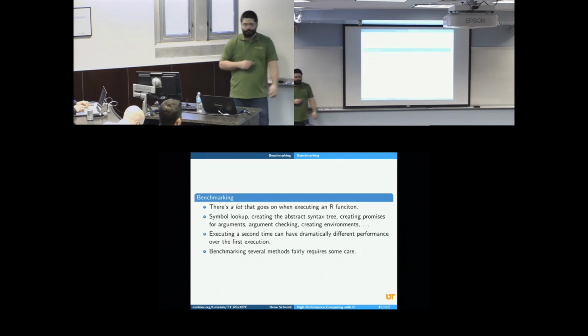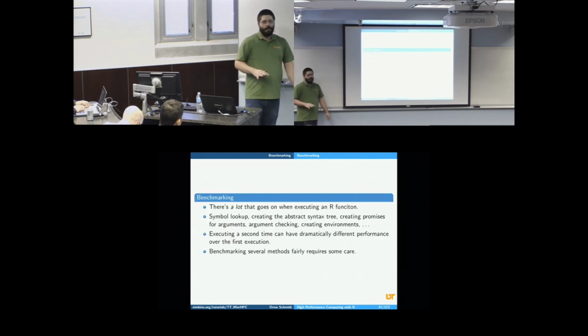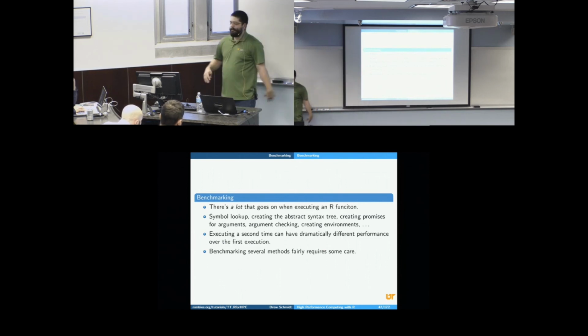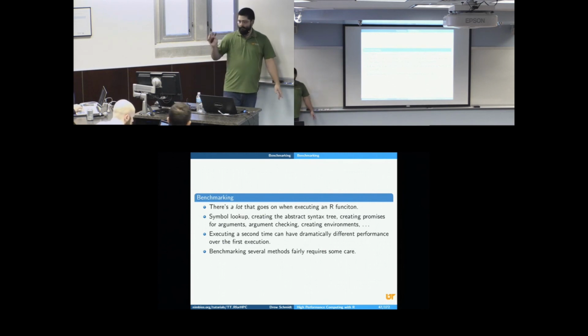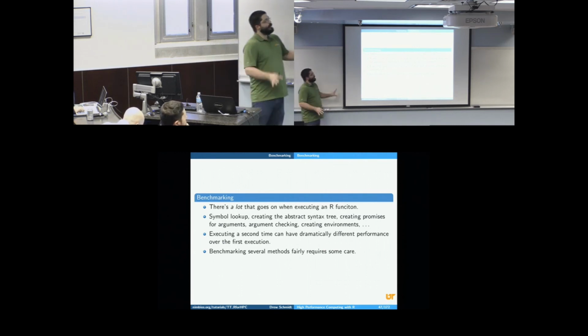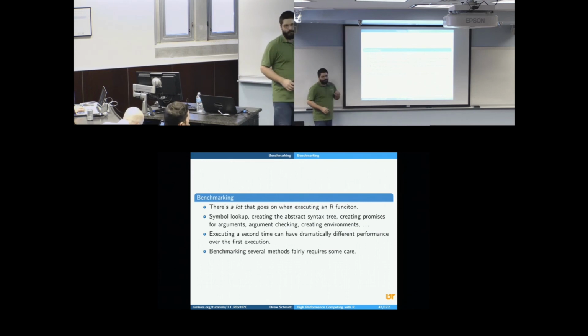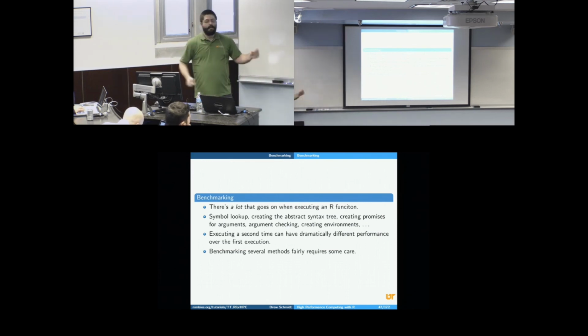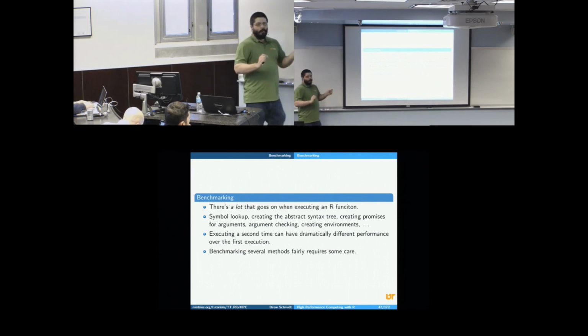So benchmarking. A lot goes on when you execute an R function. A whole lot goes on. And here I just rattle off some examples. Symbol lookup, creating the abstract syntax tree, AST, creating promises, forcing them, argument checking, creating environments to evaluate things in. All kinds of crazy stuff happens when you execute an R function. So things like DLL lookups. A lot of these things are like one time only maybe.